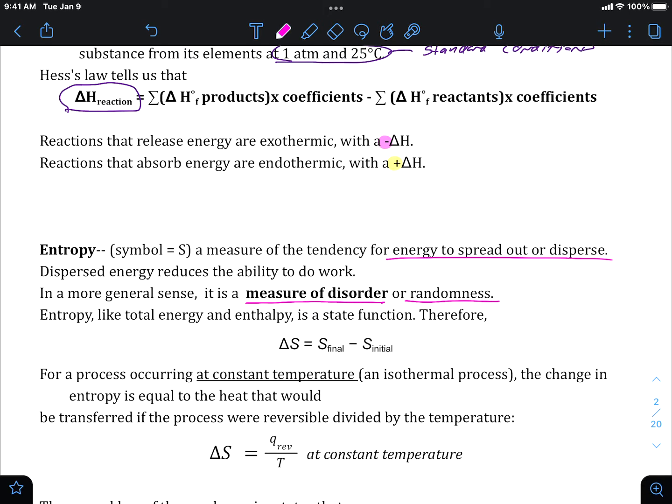Now, entropy, just like total energy and enthalpy, is a state function. Recall we mentioned state functions briefly back in our thermochem unit. So state function, this is a function that's independent of pathway.